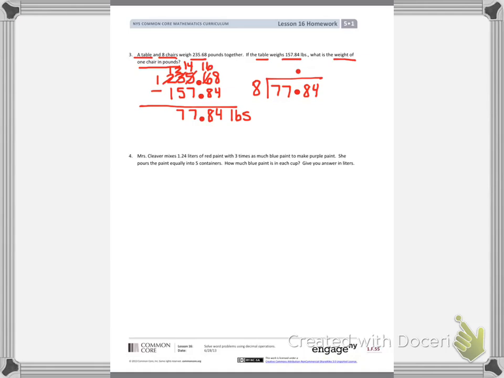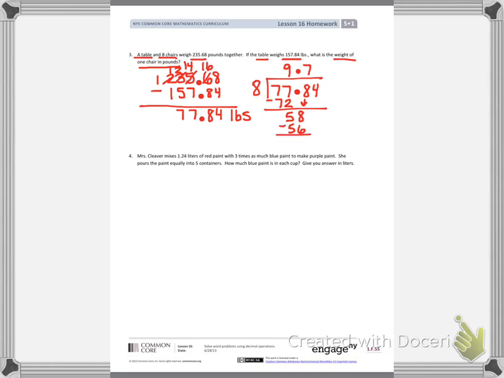We can't do 7 divided by 8, but we can do 77 divided by 8. And we know 8 can go into 77 9 times, because 9 times 8 is 72. We're going to subtract. 7 minus 2 is 5, and 7 minus 7 is 0. So we're going to go ahead and bring down the 8 and see how many 8s can go into 58. And we know 8 times 7 is 56.